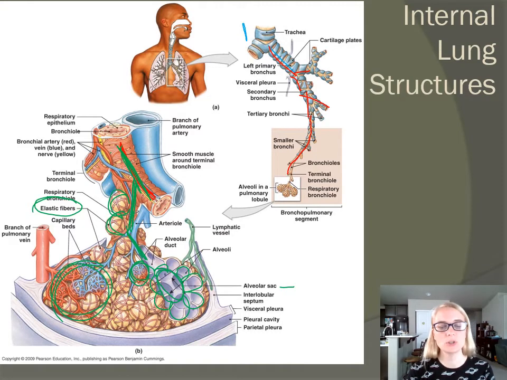What we're going to do next, when we move away from the slide, is zoom in on that interface between the blood capillary and the alveoli, which is the air-filled sac. But before we do that, I did want to mention the blood supply to the lungs.